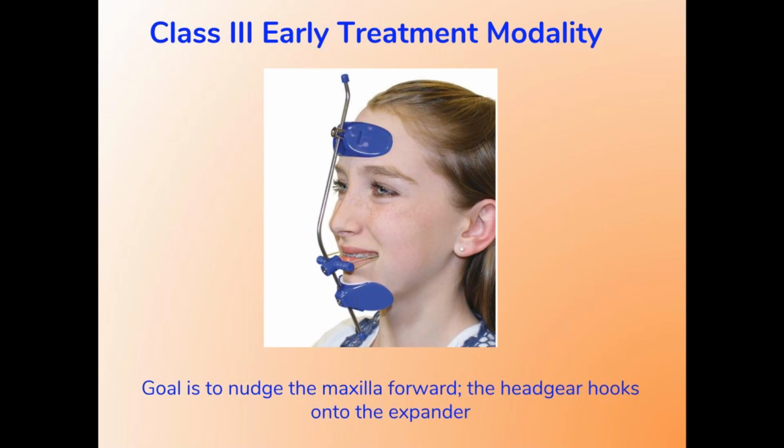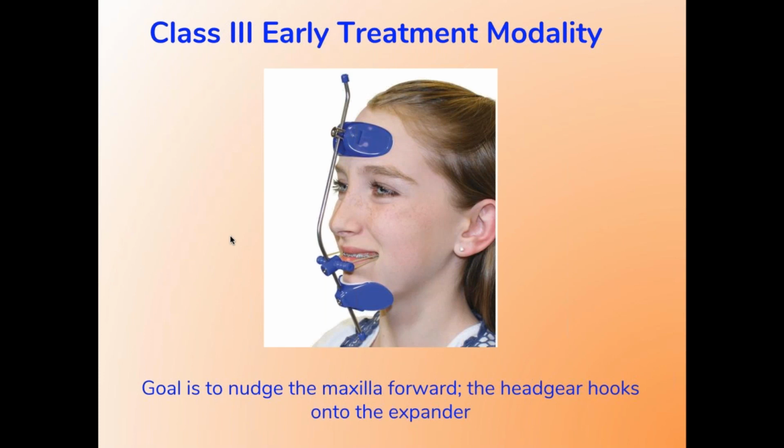And so, as I mentioned in that case, usually the issue is that the upper jaw is too far back. So our goal is to nudge the upper jaw forward. And the way we do that is we use an expander. And to the expander, we hook these little rubber bands and this headgear that exerts a force on just the upper jaw to pull it forward.